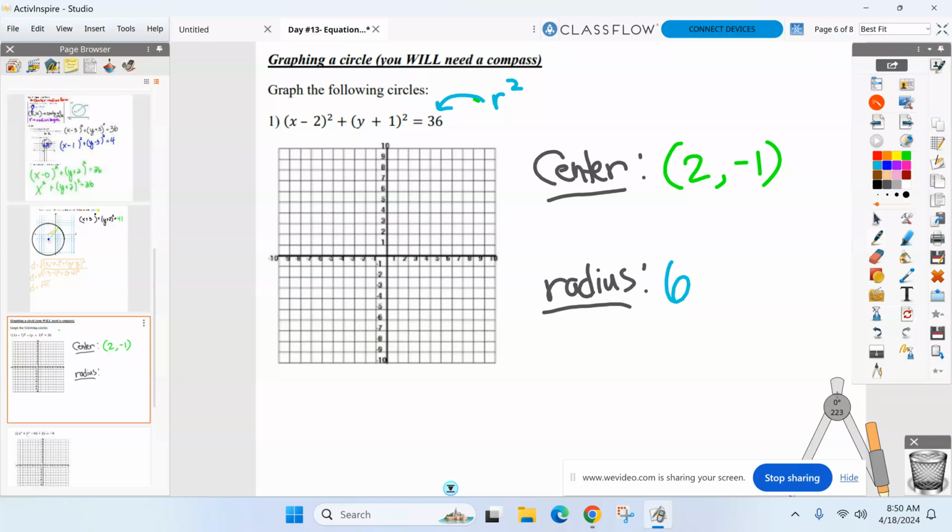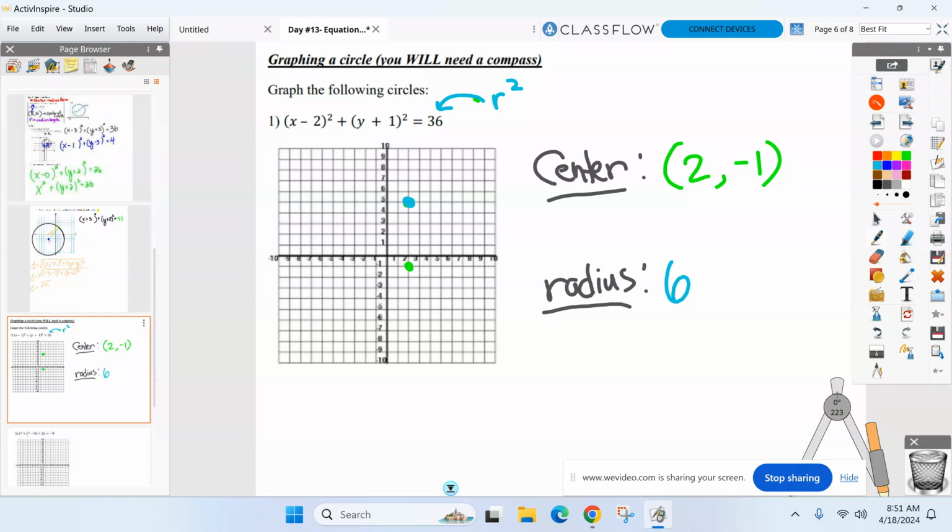All right, first thing, graph the center. Go ahead, graph your center once you find it: 2, -1. Now we're going to use the radius to find 4 more points on the circle. So if the radius is 6, go up 6 from the center, because that's where the radius starts, from the center. Go up 6: 1, 2, 3, 4, 5, 6. There's a point on the circle.